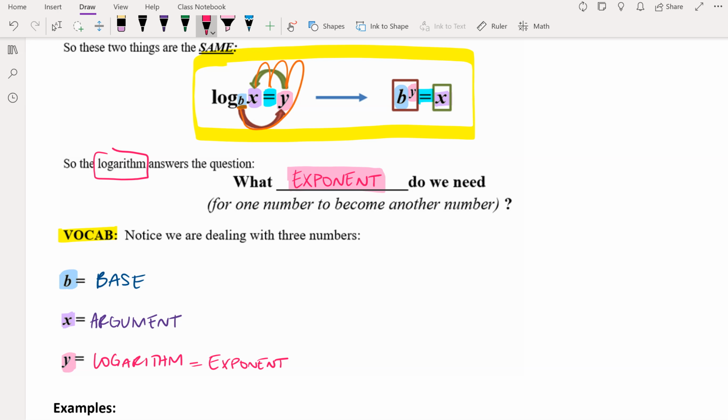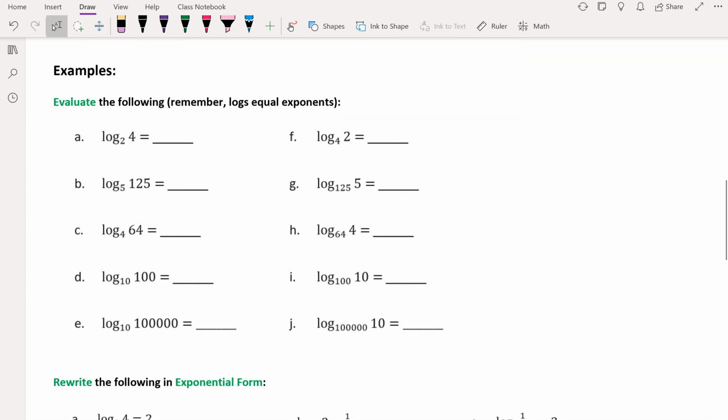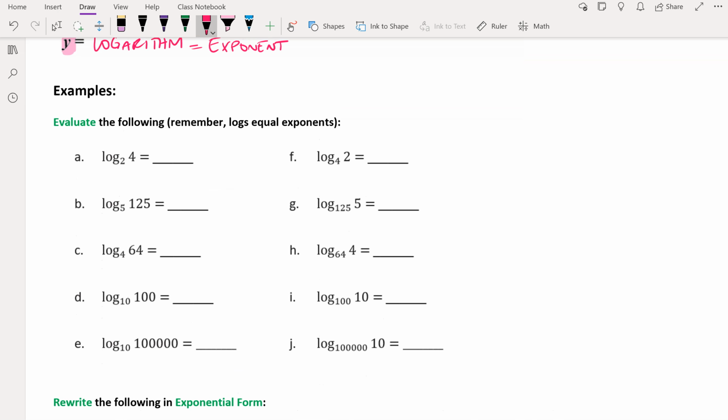Cool. Let's do some examples. Here we go. All right, this may look a little bit stressful, but let's go ahead and break down what this question means. Evaluate means to solve or find the exponent. When you're evaluating logarithms, you're finding the exponent. Because remember, logs equal exponents. So all we're trying to do here is find the exponent.